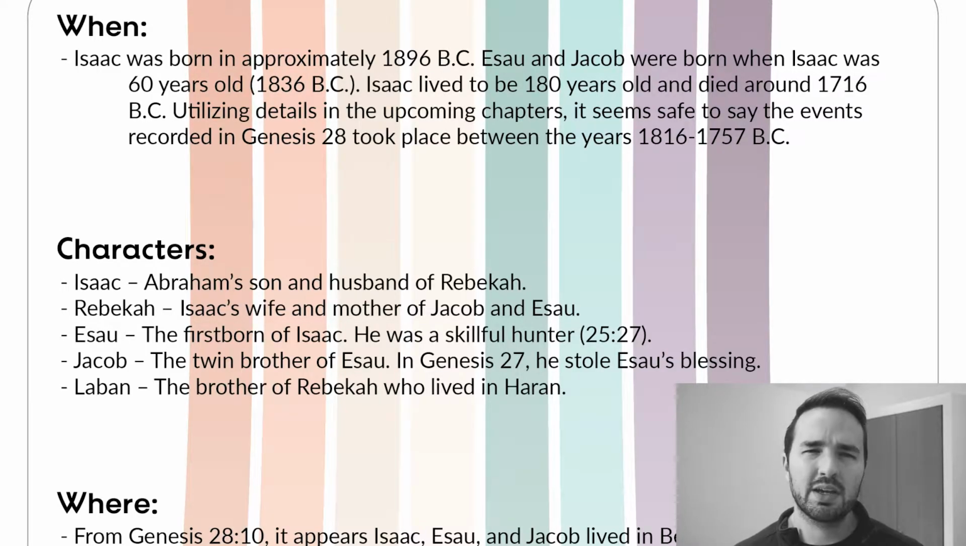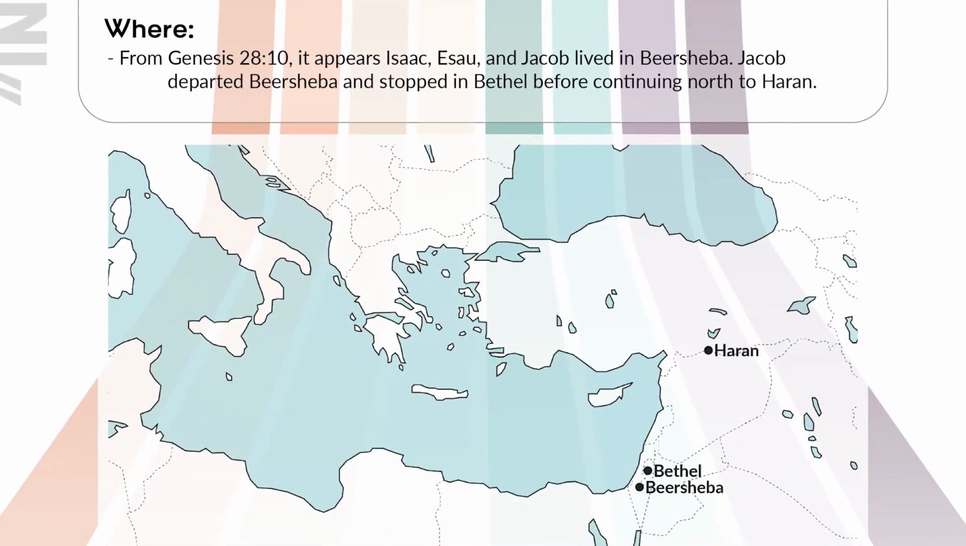Then we're going to be kind of reintroduced to a key character in the next couple chapters, and that is Laban. Laban was the brother of Rebekah and Jacob's uncle. And as we consult the map, it appears that Isaac, Rebekah, Jacob, they lived in Beersheba at the beginning of this chapter. Now, Jacob is going to leave Beersheba, and he's going to go about 550 miles north to where Laban lived, and that was the land of Haran, also called Padan Aram or Paddan Aram. But before Jacob gets to Haran, he's going to make a stop in a place called Bethel.